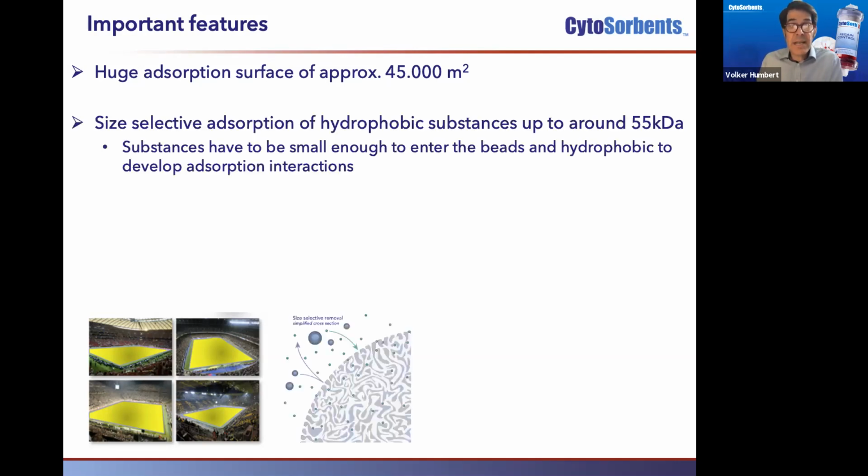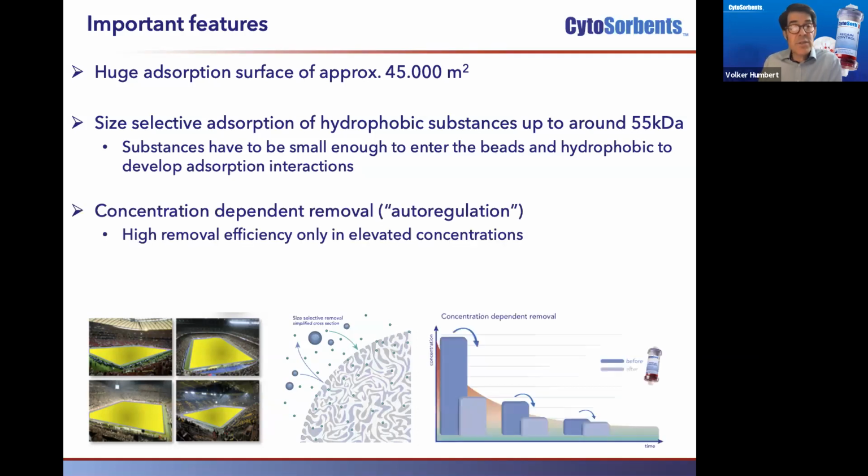To get there as a substance, you have to be small enough to enter through the pores on the surface to enter the beads. And that's why a size-selective adsorption for substances of up to around 55 kilodalton is present. Additionally, the substances have to be rather hydrophobic to develop the necessary adsorption interactions. So that's one kind of selectivity which is given for Cytosorb.